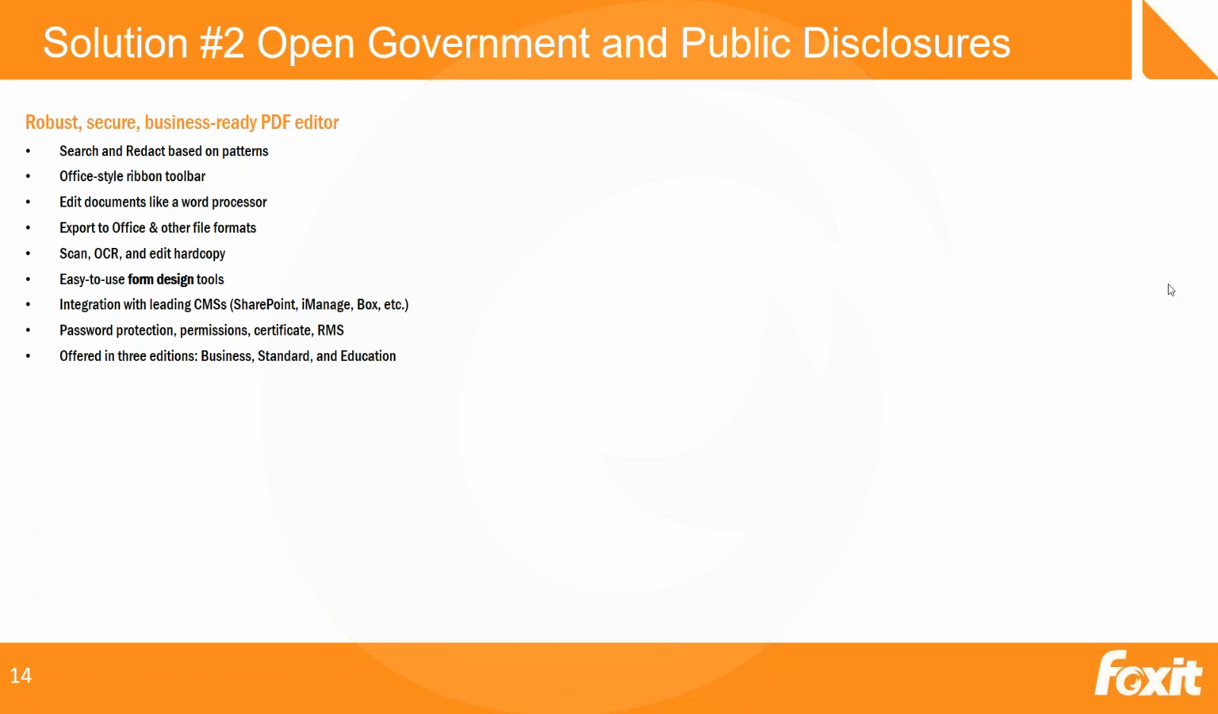Now with Phantom, the benefit is we have this office-style ribbon interface, as you saw. You can edit documents basically like a word processor. So in the previous webinar that we did, we showed you how a lot of the text you can simply reflow from column to column. There's a lot of features that we embedded into PhantomPDF to make it editable like a Word document. And then, of course, you can export it to different file formats.